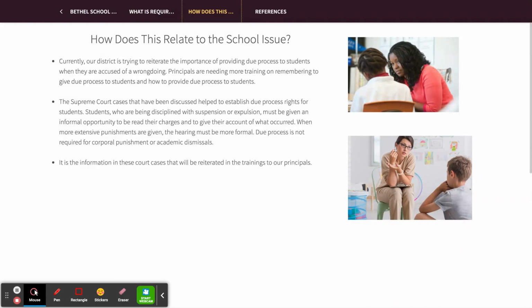And basically, they're just trying to reiterate that students need to be heard because that's part of their rights. And if you have a situation like this where you don't give them the chance to tell you what happened, they may come in and something was in their book bag or something, and it was just placed there on accident. And then you just kind of want to listen to their side of the story before you give an extreme punishment to them.